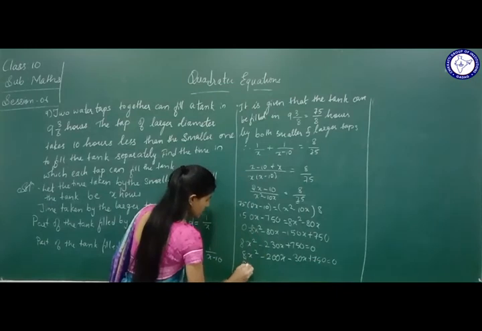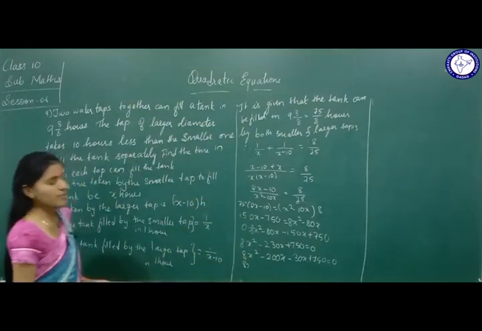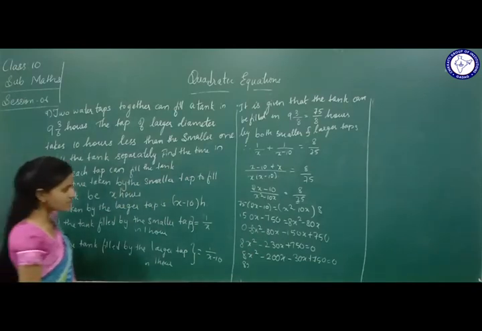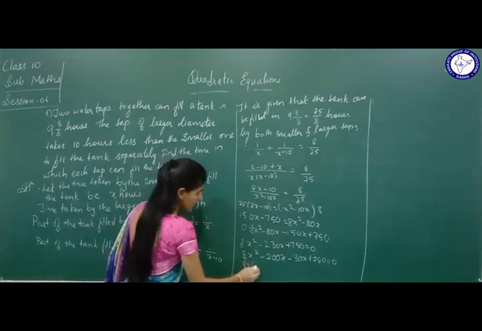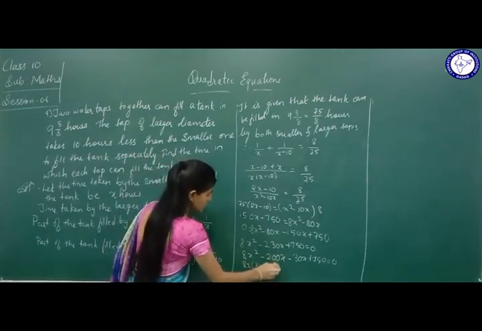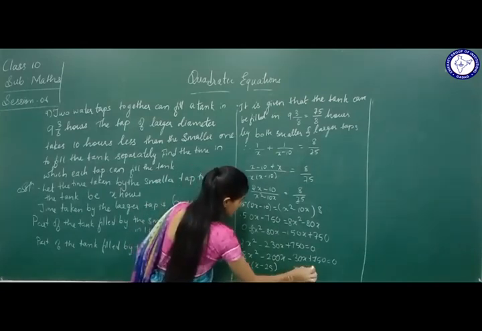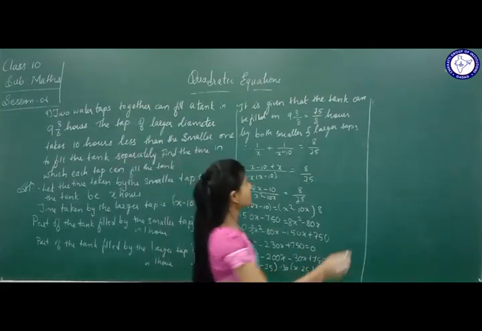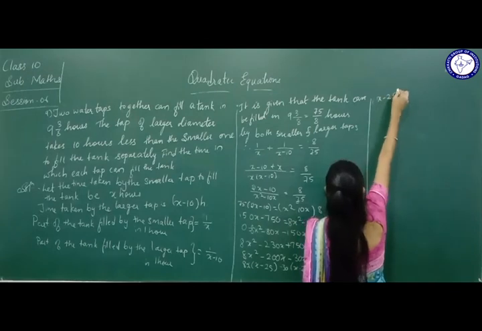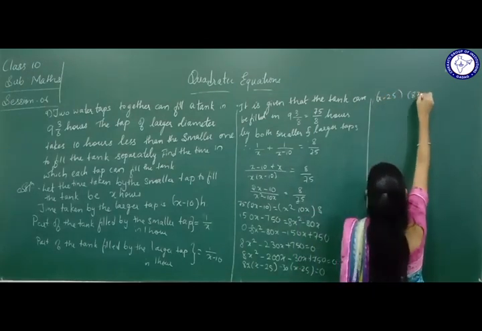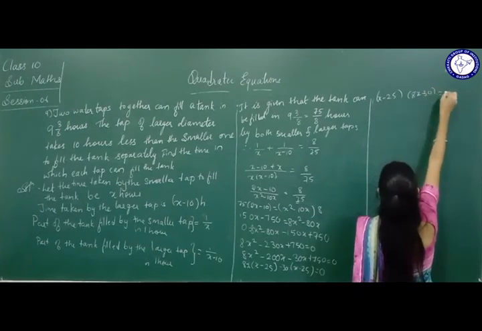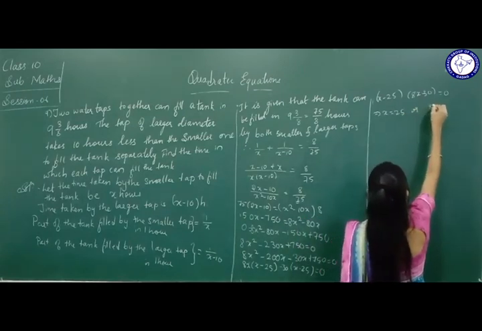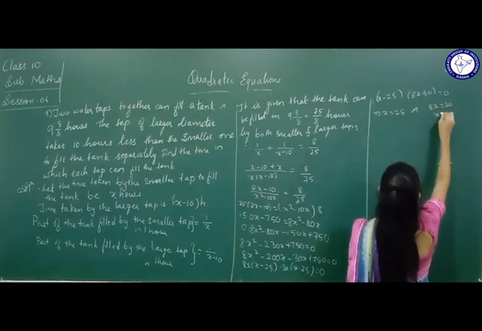Nothing but 8x square minus 200x. What can we take common? We can take 8x as common. On taking 8x as common, I am left with x minus 25. Again take out x minus 25. Here we are left with minus 30, which is equal to 0. So taking out x minus 25, left with 8x minus 30 is equal to 0. This implies x is equal to 25 or 8x is equal to 30, nothing but x is equal to 30 by 8.